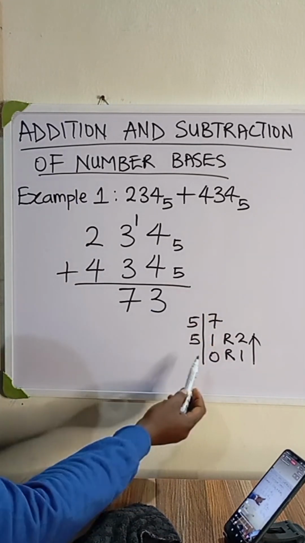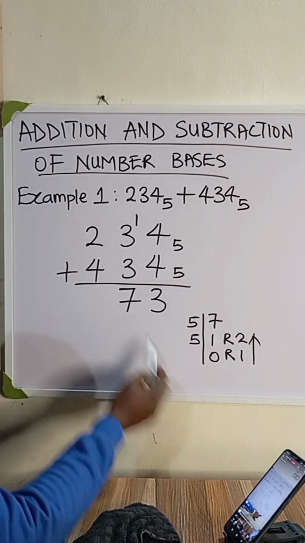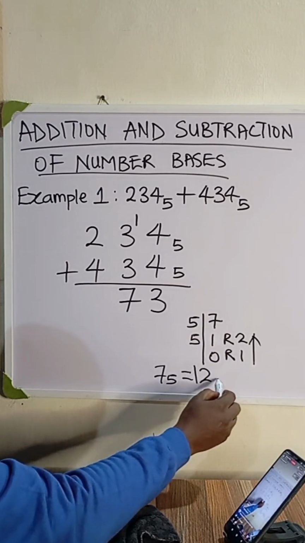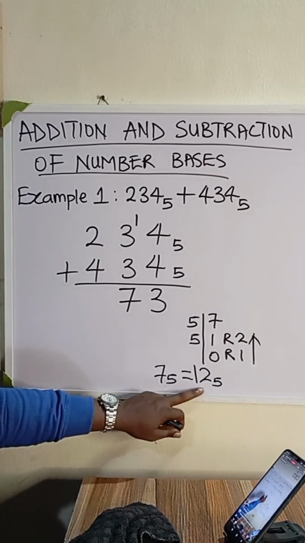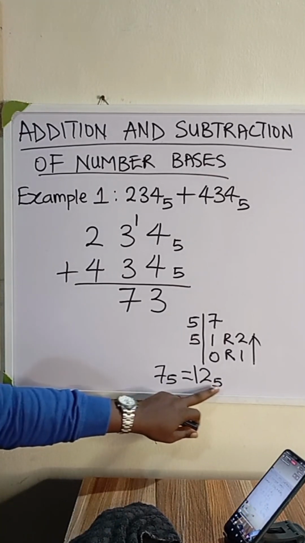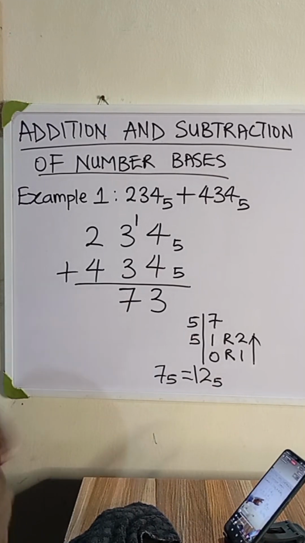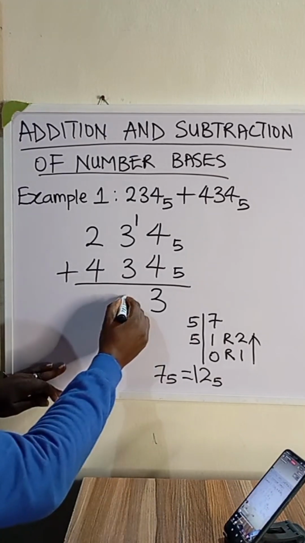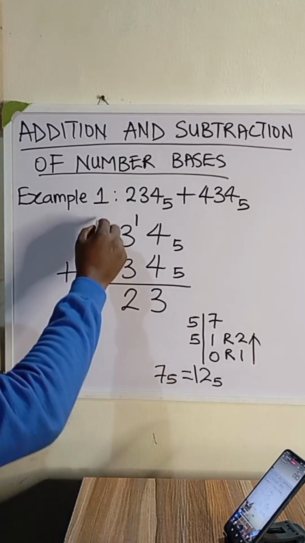Okay, so now instead of having 7 here, instead of having 7 base 5, which is wrong, we now have 12 base 5. 12 base 5 is correct because 1 is less than 5, 2 is less than 5. So instead of having 7 here, we are going to remove 7 and put 2. And then this one comes over here.